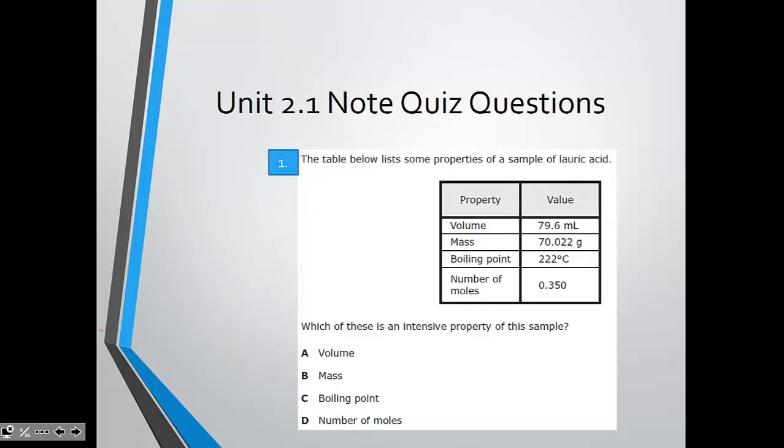And with that being said, you can answer your first note quiz question. Which of these is an intensive physical property? Pause the video and answer this question in the back of your packet.